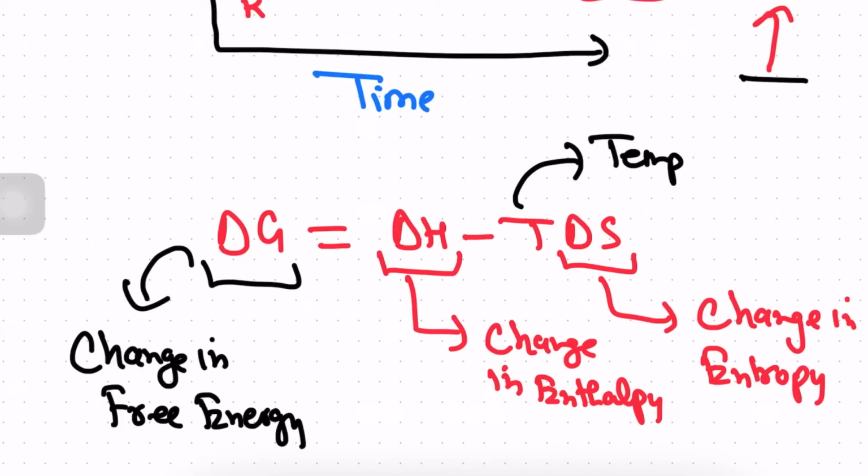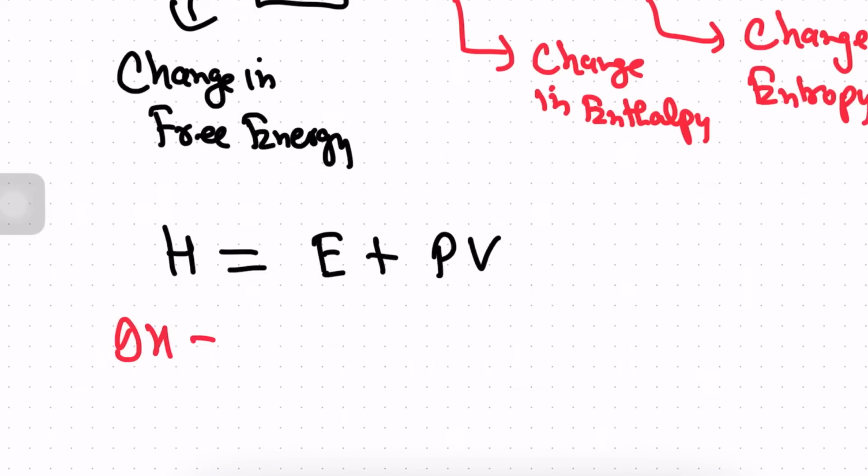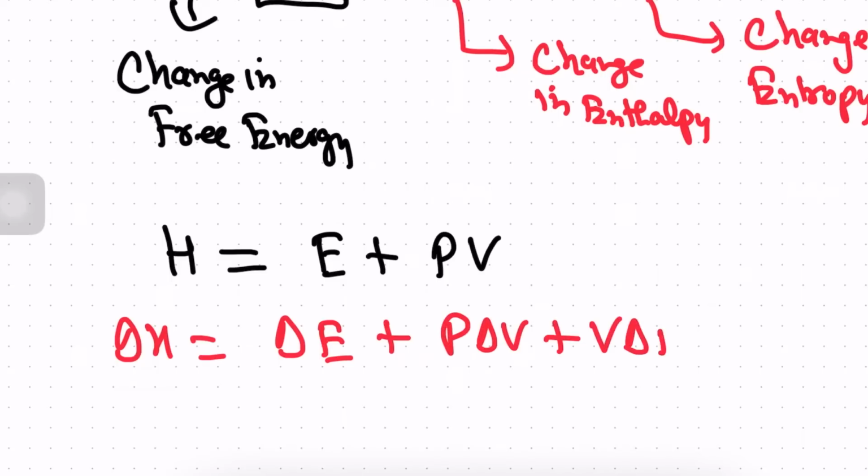Okay, hopefully you understand what entropy is. Entropy is the randomness. Now in your chemistry class you must have learned H = E + PV. H here is enthalpy, E stands for energy, and PV is pressure times volume, which is work. If you expand this, delta H = delta E + P delta V + V delta P.